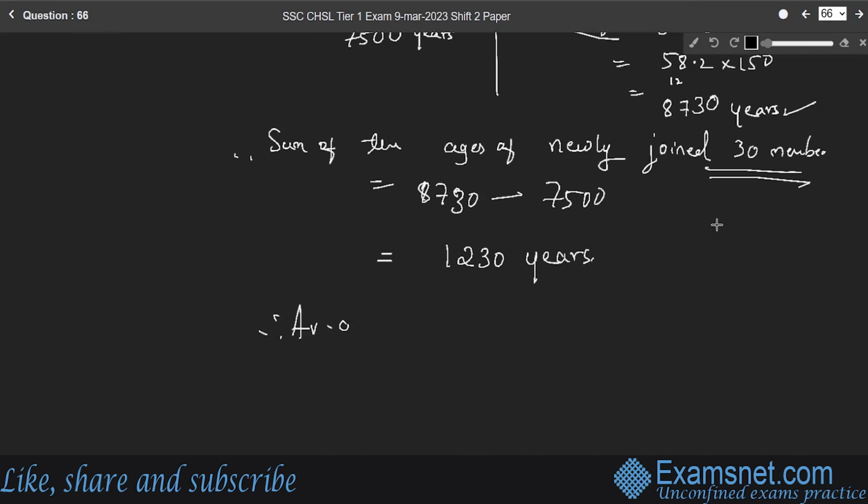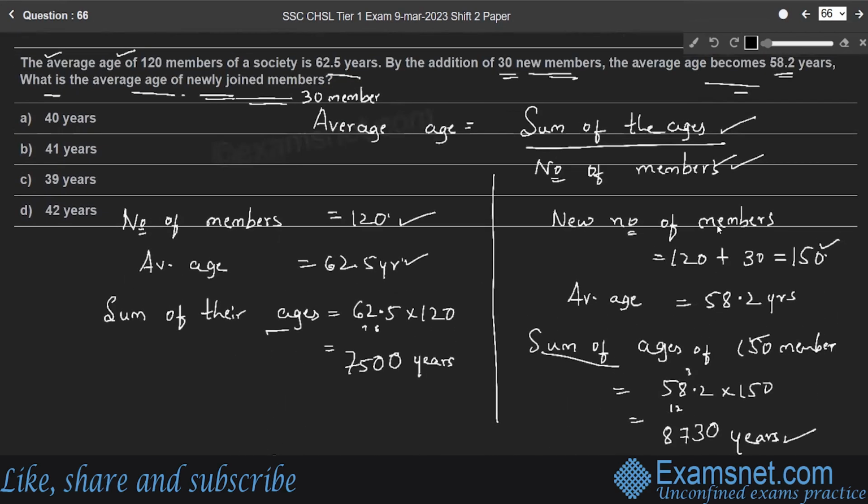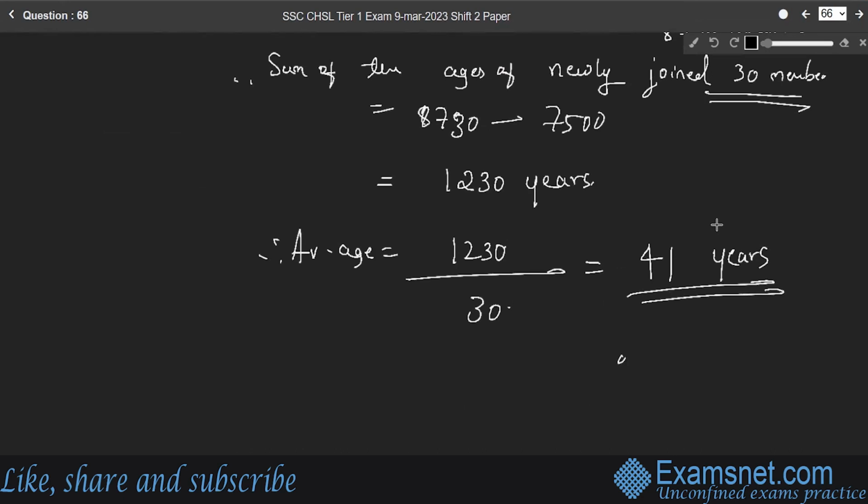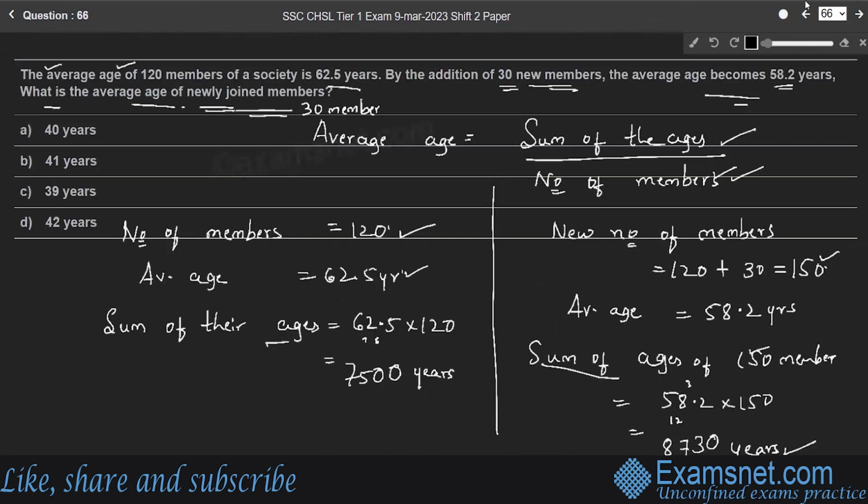Therefore, their average age, by the formula, is sum of their ages divided by number of members. So average age is 1,230, the sum of the ages of only 30 members, divided by 30, which is equal to 41. So 41 years is the average age of the newly joined 30 members. Therefore, option B is the right answer.